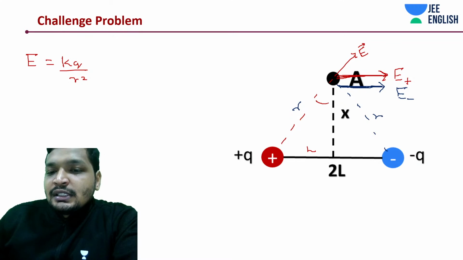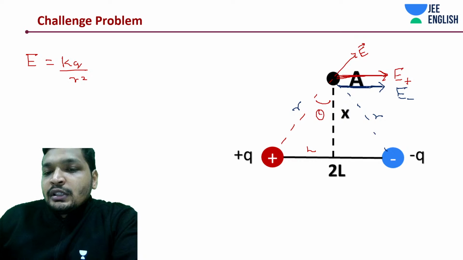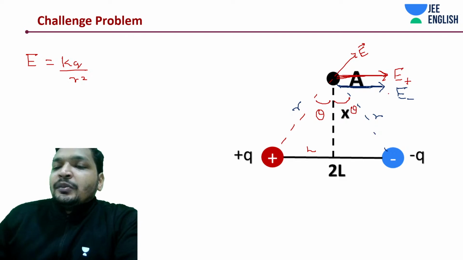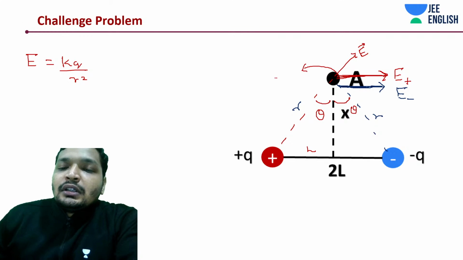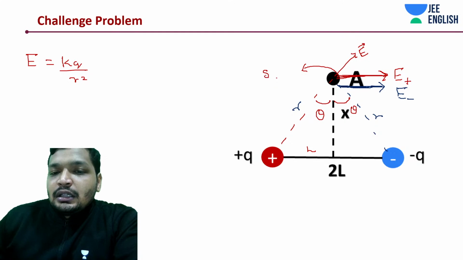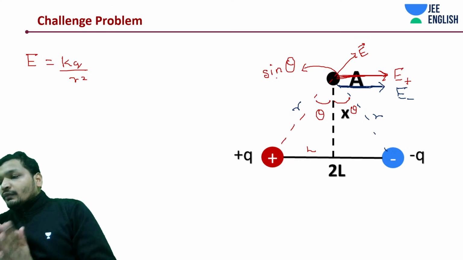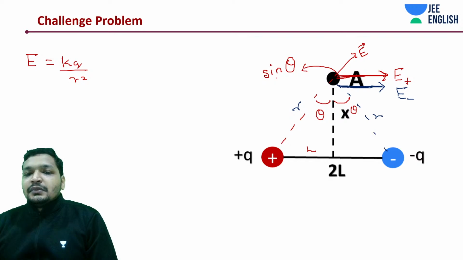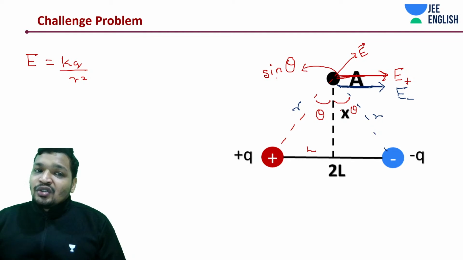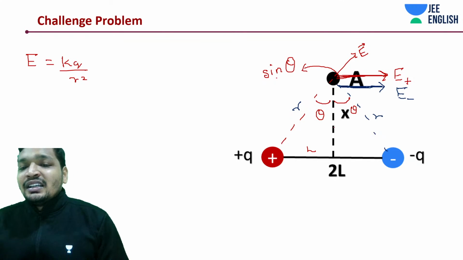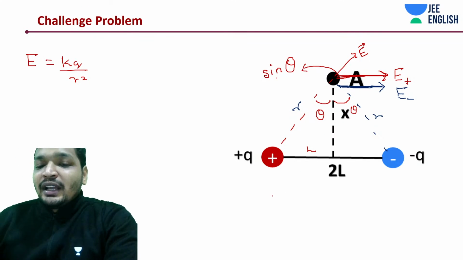Next thing, I'm going to call this angle theta. What this component should be, this component should be the sin theta component, right? That's it. End of the story. So basically, if I'm going to define this as theta, it should be 2E sin theta in the opposite of the dipole direction.